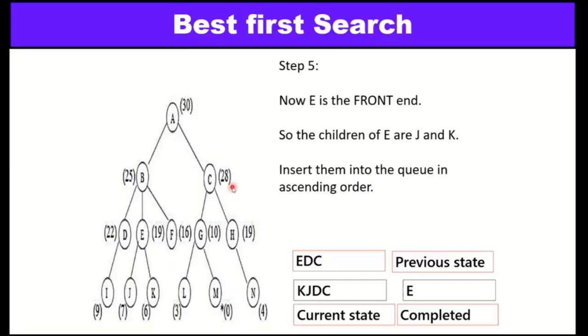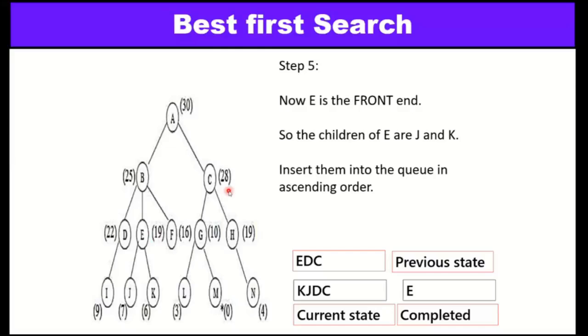Now, interestingly, next E will be expanded because 19 was there. So the E 19 node is expanded. Now E has J and K, and the previous nodes are D and C, 22 and 28. So we have 7, 6, 22, 28. So 6 is first, K, then 7 is second, 22 is third, and C is 28 at last.